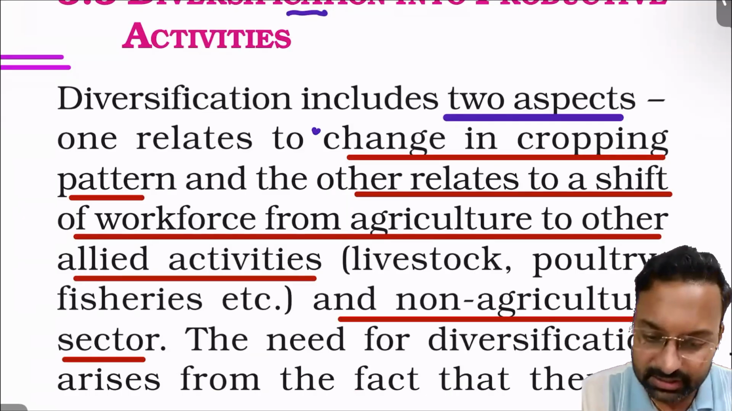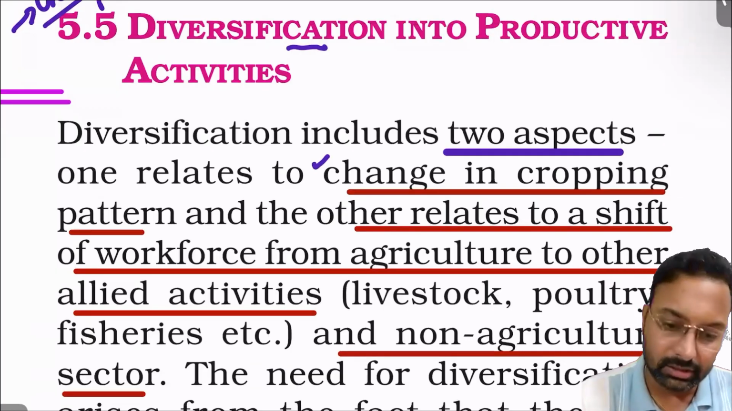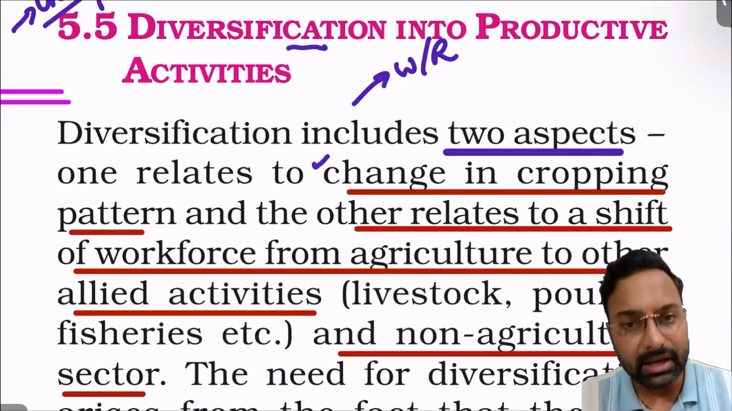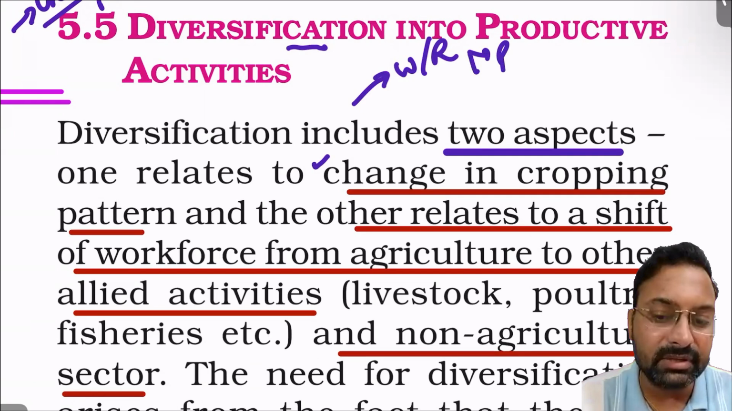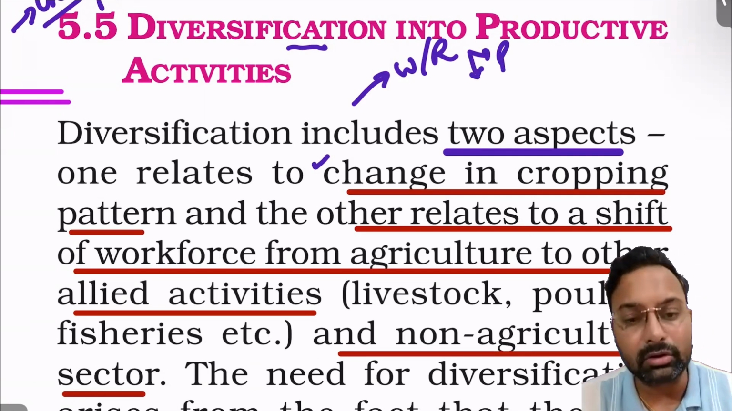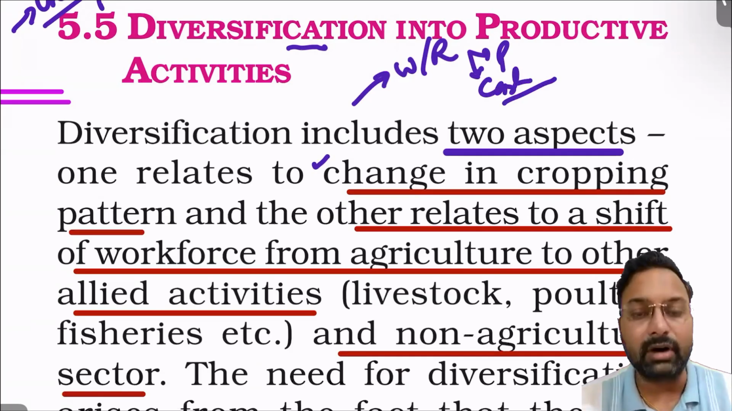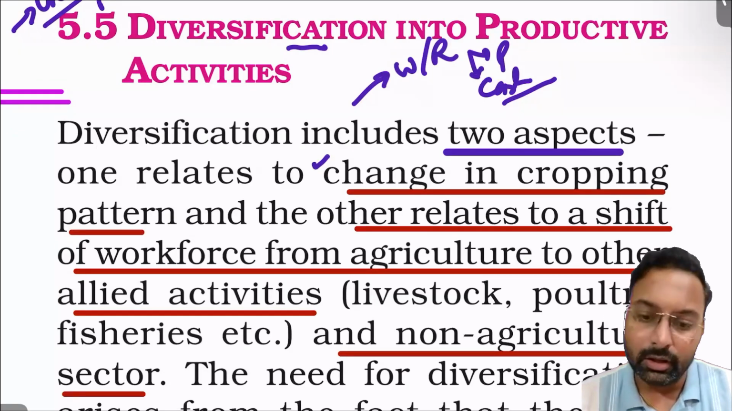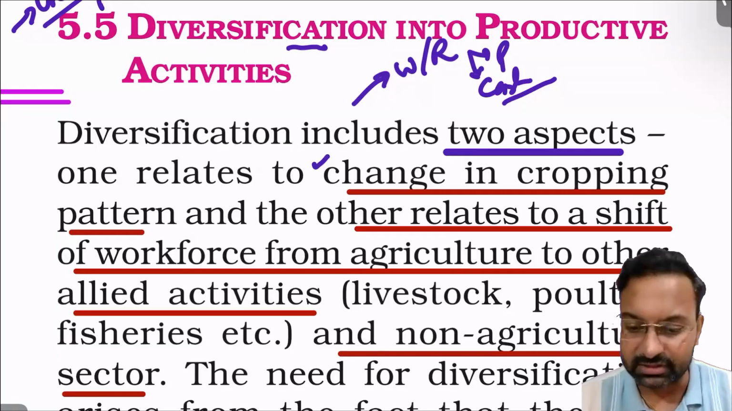It may be a change in the cropping patterns, whatever crops they are growing. In some areas, only wheat or rice is grown. So we have to diversify our produce from wheat and rice to maybe pulses, or maybe sugarcane or some other cash crop. By this, the farmer will be able to generate more income. This is one of the important aspects of diversification.